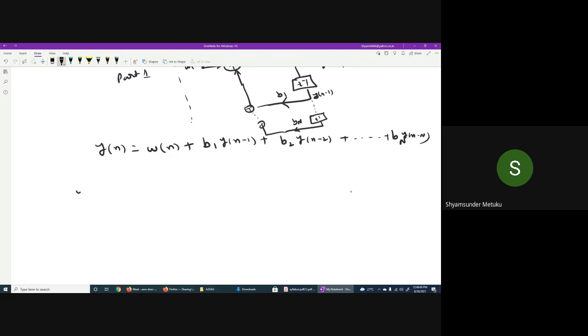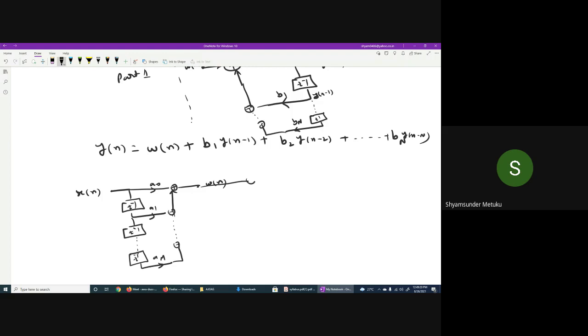So part 1 says you have an input x of n. Can you recollect the structure between wn and x of n? You have a plus here, a naught, then a Z inverse, then a1, again Z inverse. Up to how many times? Up to am. It will go on like this. I think this is part 1, right?